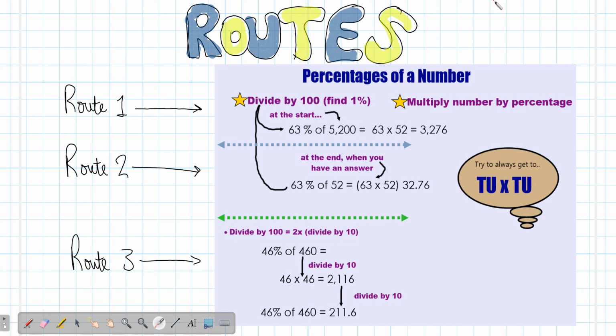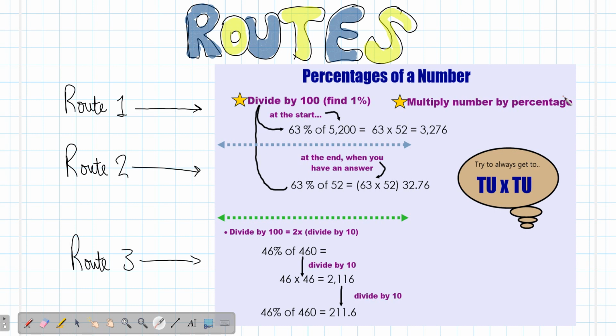Well, this video is going to have a quick look at the routes that we use to find the percentages of a number. Remember that we do two things to find any percentage of any number. At some point, we divide by 100, and that's essentially finding 1%. And we then multiply the number that we find a percentage of by the percentage itself. So there's three routes to it.